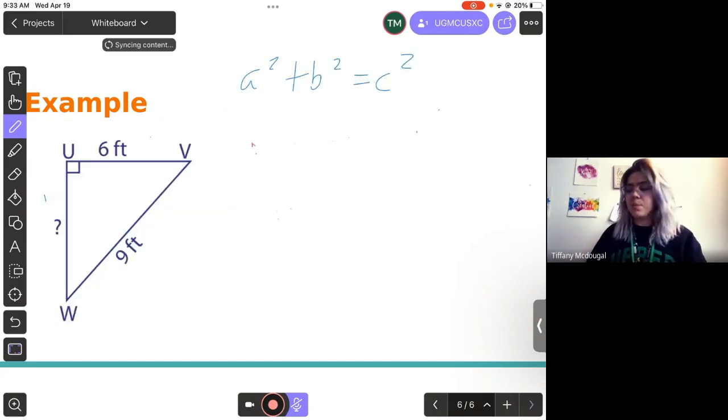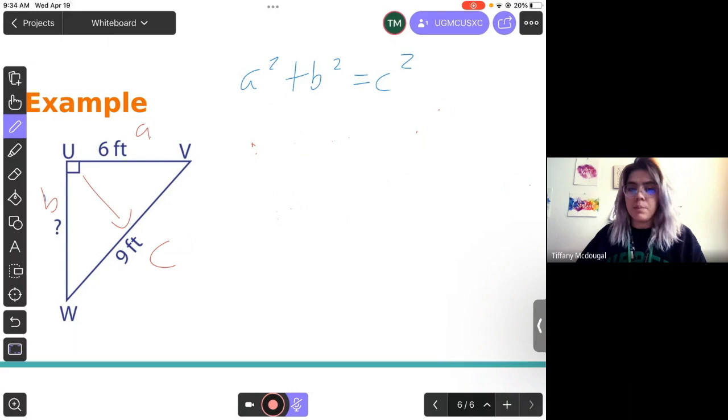Okay, so looking at this problem, I already wrote out our formula. A squared plus B squared is equal to C squared. First thing I'm going to do again is label my triangle. I can see my hypotenuse is right here across from the right angle. And then I'm just going to label the legs A and B. Doesn't matter which way they're labeled. Now I'm going to go substitute. A becomes 6.